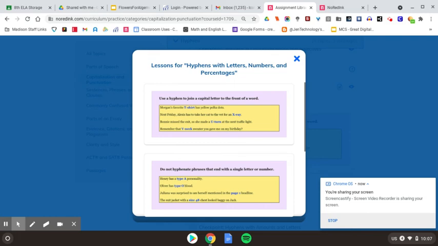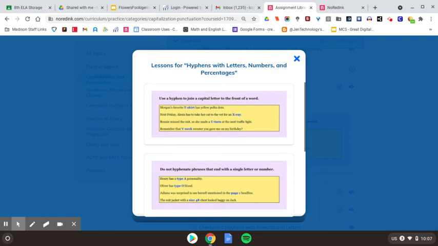Hey guys, we're going to go ahead and tackle Hyphens 2. So the first circle is hyphens with letters, numbers, and percentages. This is just the lesson, which you should always look at before you start a practice.